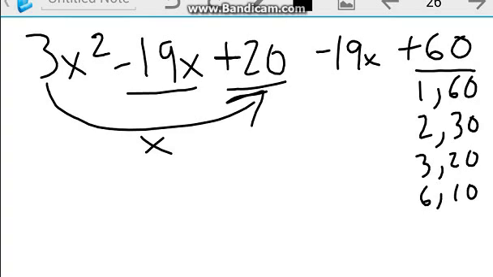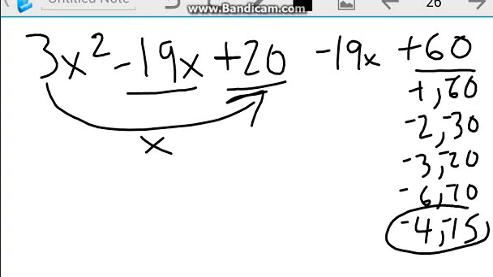And the last one that I can think of is 4 and 15. 4 times 15 gives us 60. If we add 4 and 15 together, that gives us 19. And since 19 is negative, all these signs have to be negative. They have to have the same sign since 60 is positive. So 4 plus 15 gives us 19, so negative 4 plus negative 15 will give us negative 19. These are the factors that we want to use.